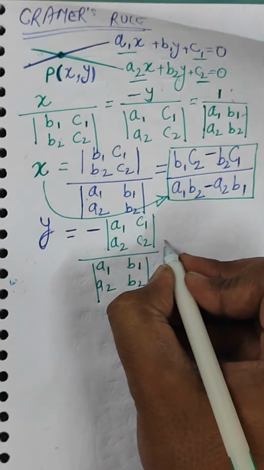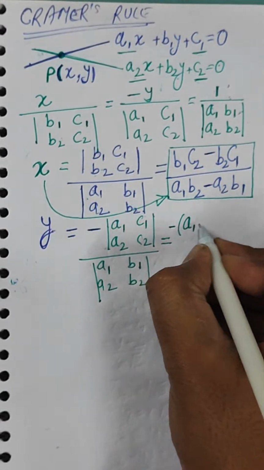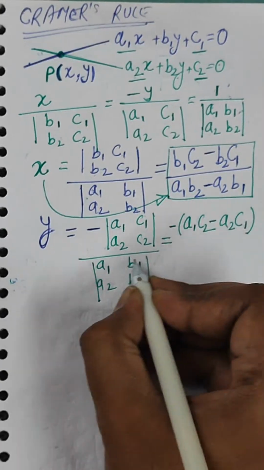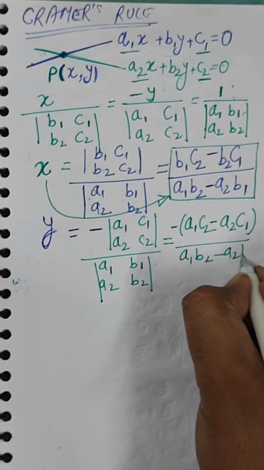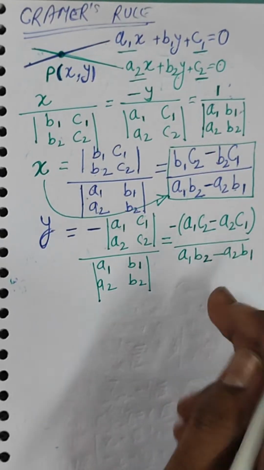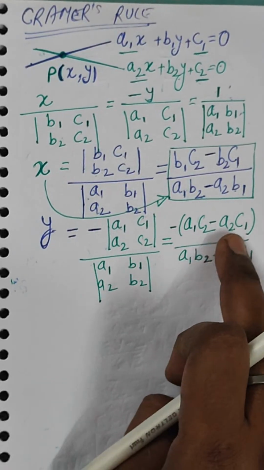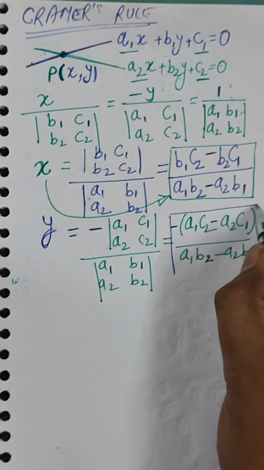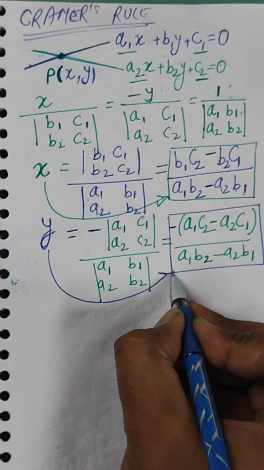So this will be giving you minus times a1 c2 minus a2 c1, right, divided by a1 b2 minus a2 b1. This was the same for x also, the denominator was the same. So here you can see a1 b2 minus a2 b1 and a1 c2 minus a2 c1 with a minus sign. So this will give you the coordinate of y.